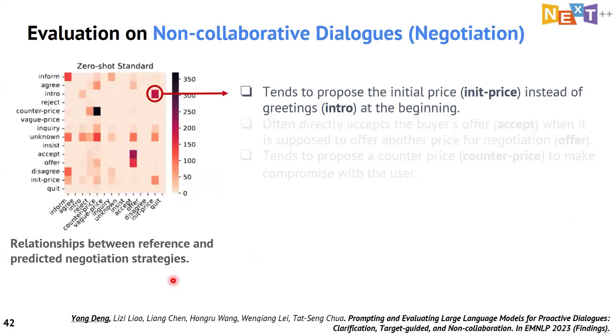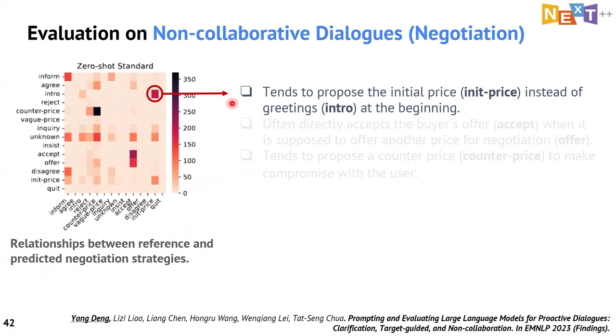And the third evaluation is on the non-collaborative dialogues. And here is the negotiation dialogues. And here shows the heat map about the relationships between the reference and the predicted negotiation strategies.